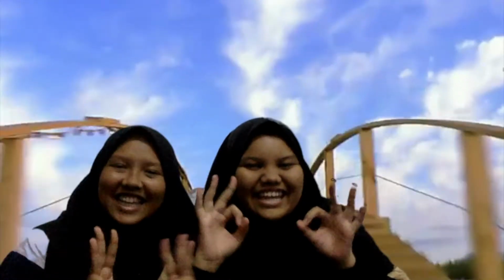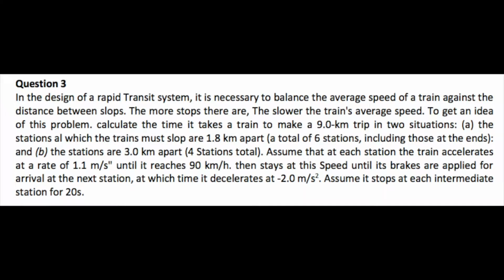So today we will discuss question number 3. The question asks us to find the time taken for the train to make a 9-kilometer trip in two situations. First, the train must stop every 1.8 km with a total of 6 stations, and for B, the stations are 3 km apart with a total of 4 stations.